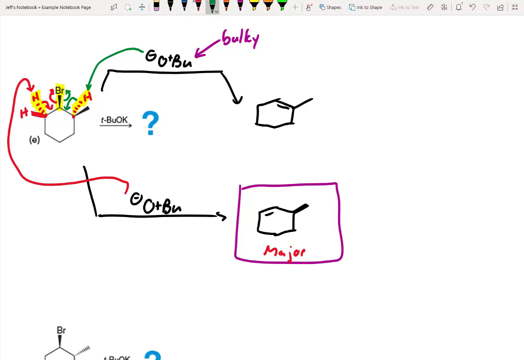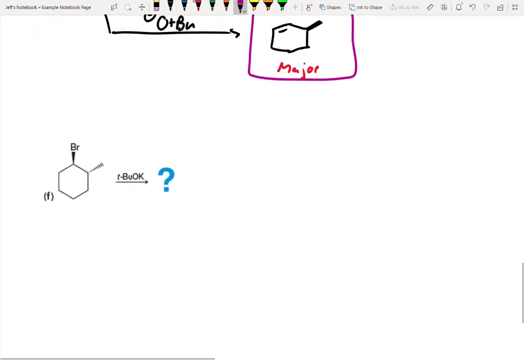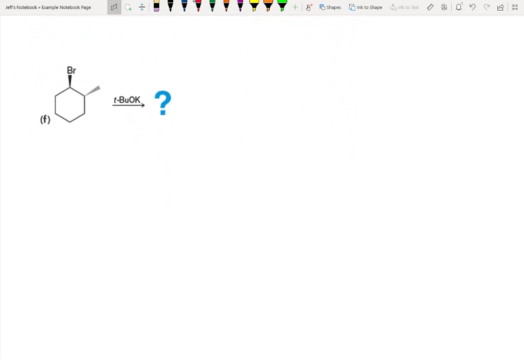The bulky base in this situation has a really hard time going after this proton because it's in a really crowded nook within that cyclohexane. So instead, it would prefer to go after the beta proton on the other side that's more sterically accessible. All right, so that would be major. The top one would be minor. And this reaction, because it's giving a mixture of constitutional isomers, would be regioselective. All right, let's try this next one.